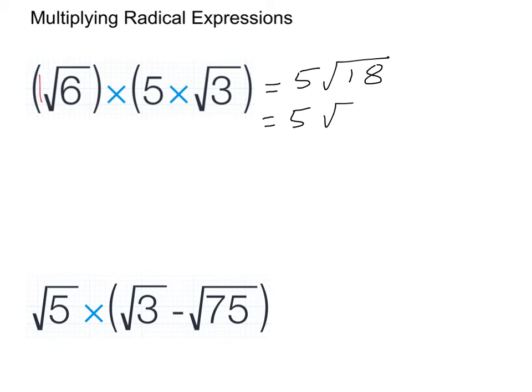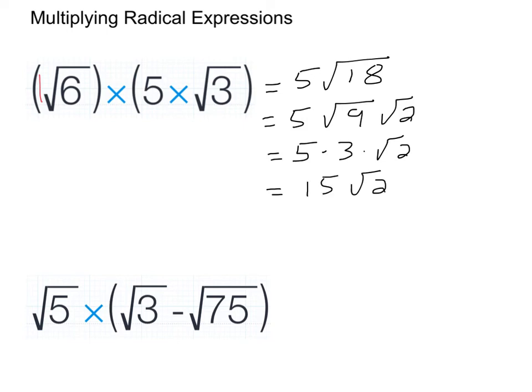The square root of 18 can be broken down into the square root of 9 times the square root of 2. Now remember that 5 square root of 18 means 5 times the square root of 18. That means 5 square root of 9 square root of 2 means I have 3 things being multiplied. So I can rewrite this as 5 times, and the square root of 9 is 3, times the square root of 2, which now allows me to take 5 times 3 and get 15 square root of 2. And that's going to be my final answer. That's a simplified version of my original problem.